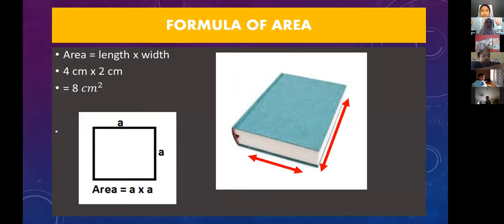Okay, do you still remember the formula for how we calculate the area? So this is the formula. If we want to measure the area, we have to use this formula. Length times width. Kalau kita nak kira area, area ni luas. We have to times the length and also the width. Panjang dia kali dengan lebar. For example here at this book, dia punya panjang is 4 cm and dia punya lebar is 2 cm. So you have to times the length and also the width, so that you will get the value of the area.